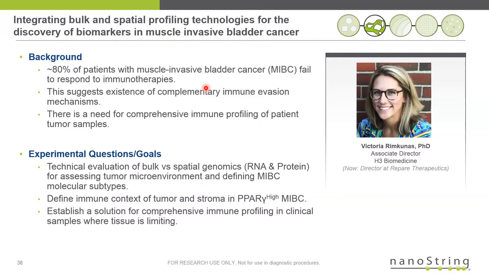This suggests existence of a complementary immune evasion mechanism within the tumors. And so there's a need for comprehensive immune profiling of patients' tumor samples. So this is really a technical evaluation of both bulk versus spatial analysis, RNA and protein, for assessing the tumor microenvironment and defining the bladder cancer molecular subtypes. So define immune context of tumor and stroma in these, what you'll see, these PPAR gamma high samples. So what they had found is that samples that are high for PPAR gamma expression have low tumor inflammation scores.